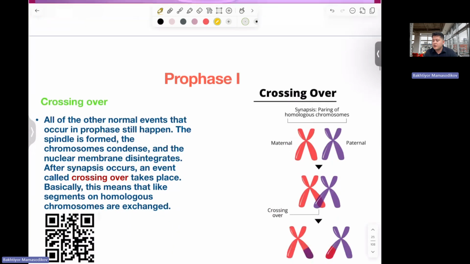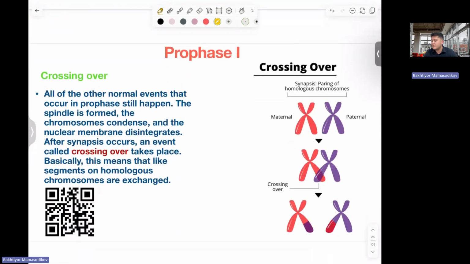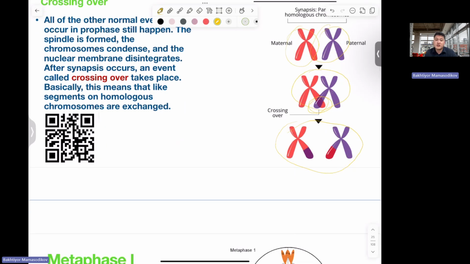So this is prophase one. You see the maternal chromosome and paternal chromosome doing the synapses and crossing over. Now you have the recombinant chromosome. We call it a recombinant chromosome because they exchanged their genes.